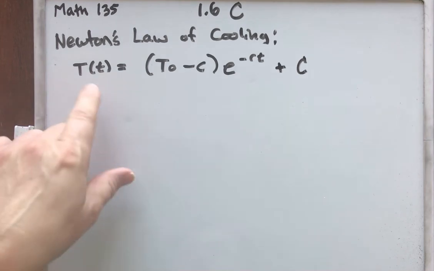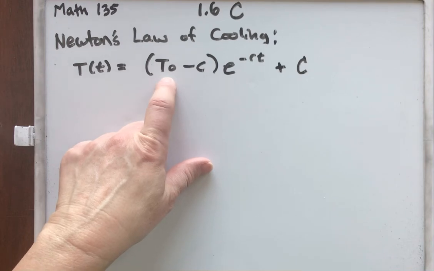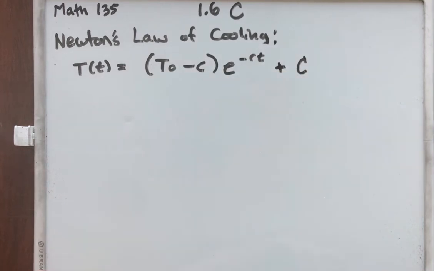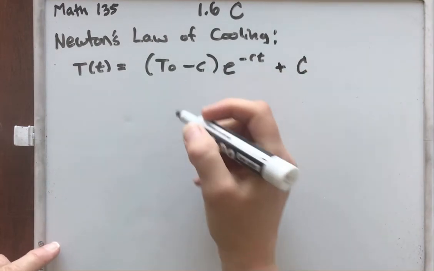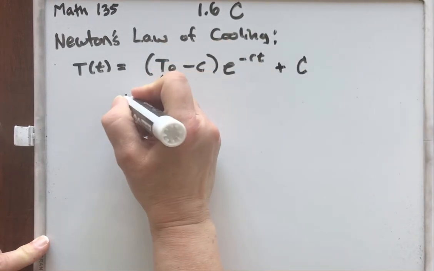Okay, so here's the formula. T of t equals T naught. This is the initial temperature of an object. And this is the temperature of the room. Okay, so let's write that down. This right here is the initial temperature of the object.